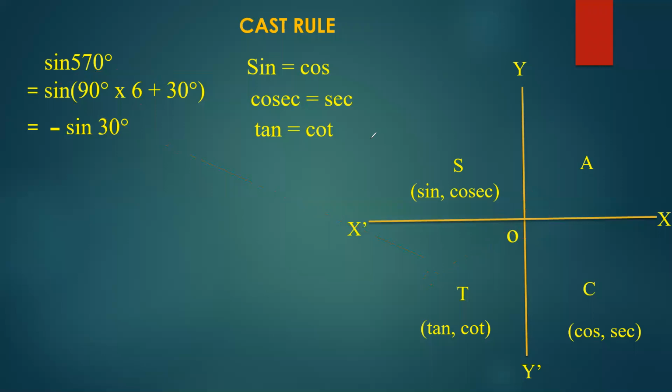Okay, let me just remove this one. And what is minus sine 30 degrees? That is equal to minus 1 by 2. The value of sine 30 degrees, we know that. So it is minus 1 by 2.